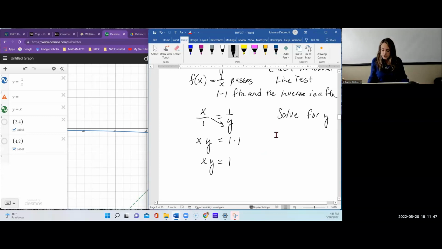The next thing we need to do is to continue to solve for y. After we've cross multiplied and simplified, then we're ready to solve for y again.